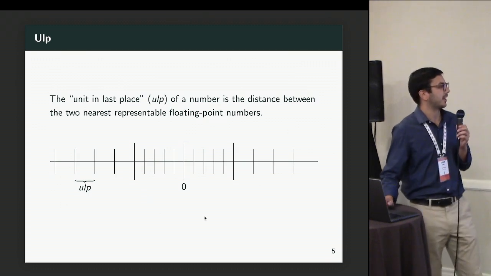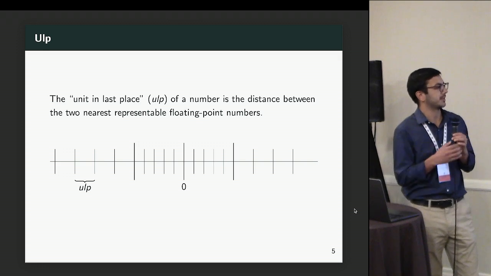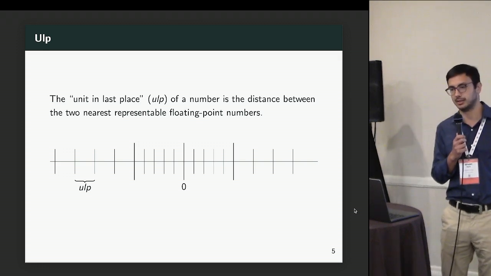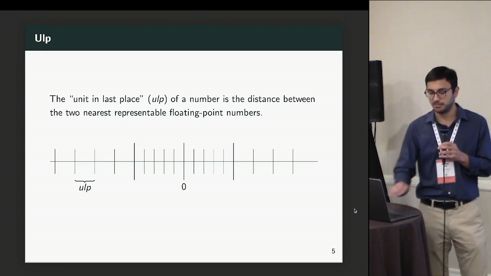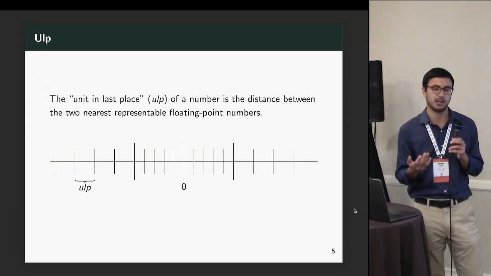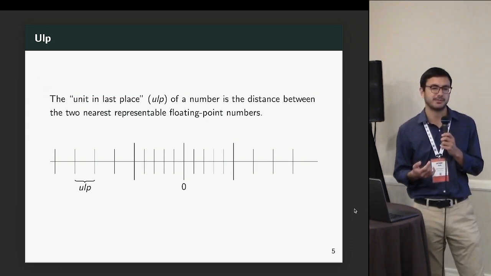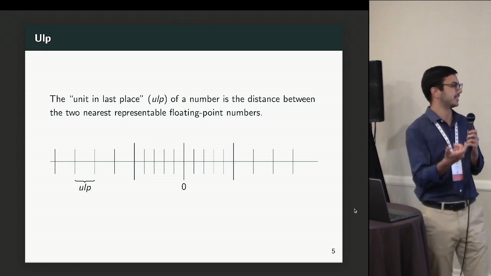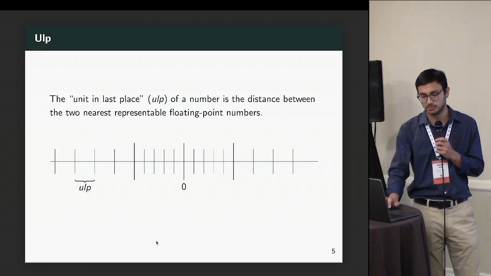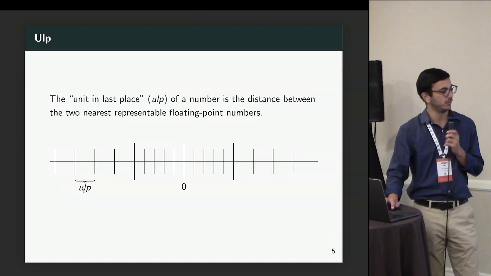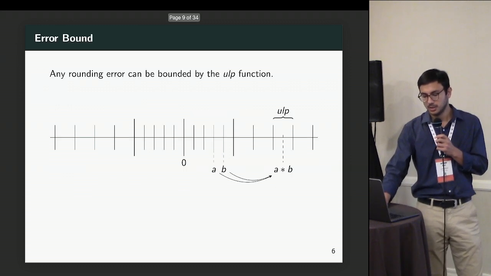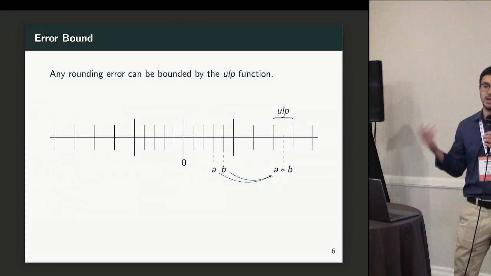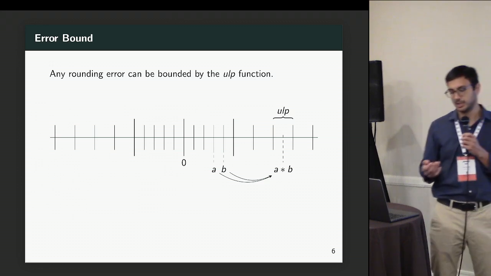I've been saying the word step size, but what I've been referring to as step size is typically called ULP, or the unit in last place, which is just the distance between the two nearest representable numbers. Because this step size changes depending on the magnitude of your variable, you can think of this as a function from some real number to the distance between the two nearest representable numbers. So if you have a real number lying in here, the ULP is just this distance here, which remains constant over the length of a binade. So in our analysis, we'll be using this ULP to actually bound the round-off error of any operation.